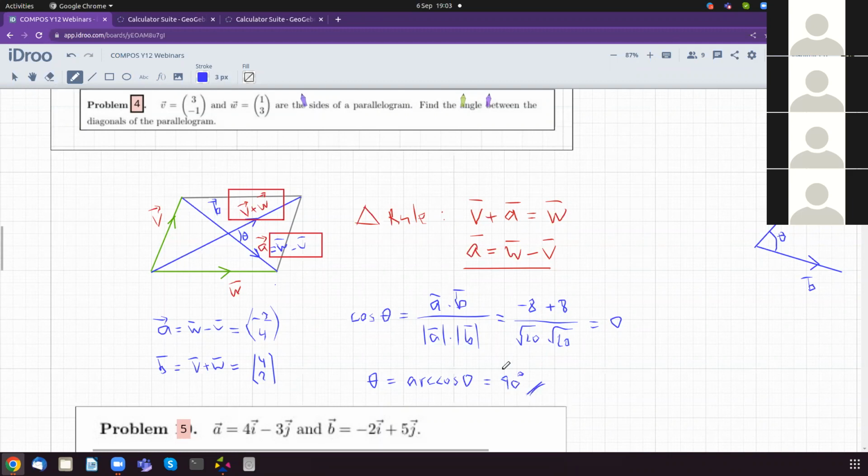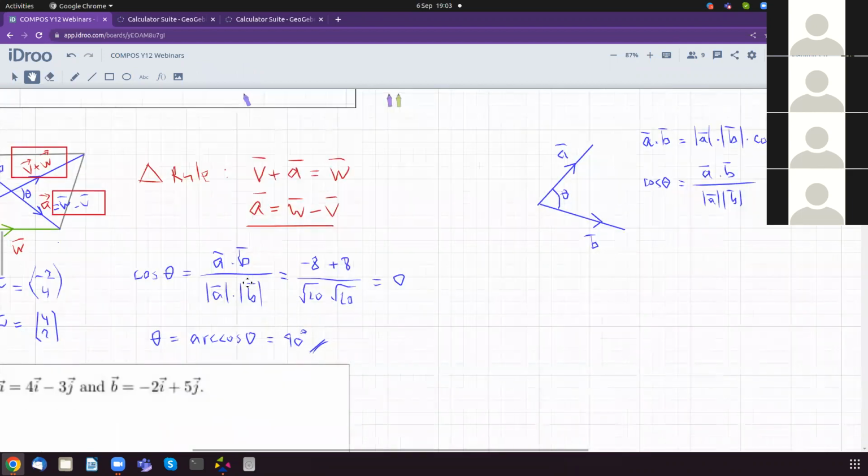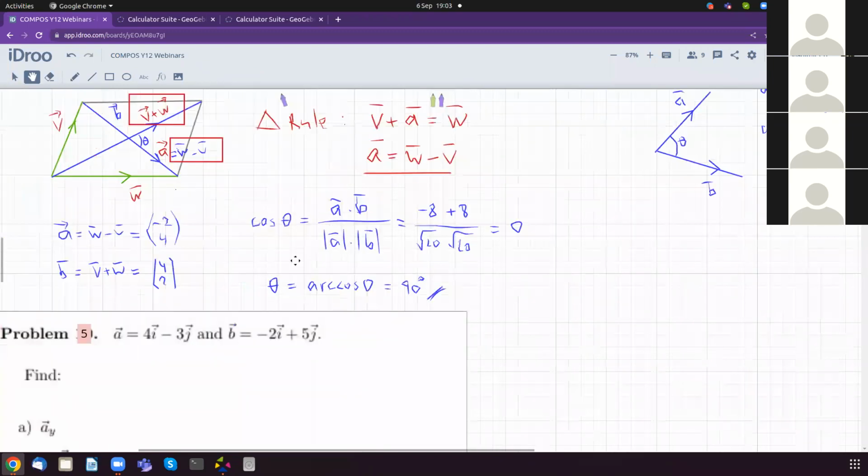Okay, and this brings us to an interesting conclusion. If the angle between vectors is 90 degrees, the dot product is 0. This is a very important result. Just remember it.